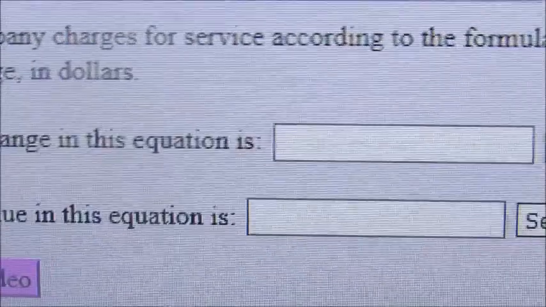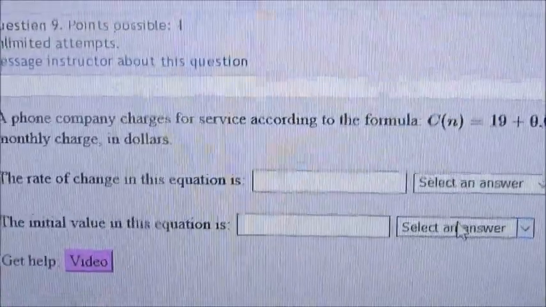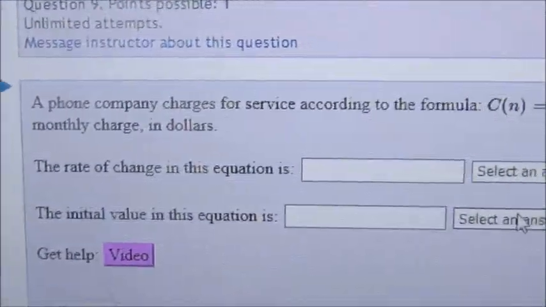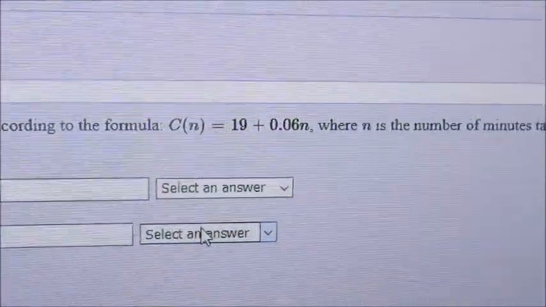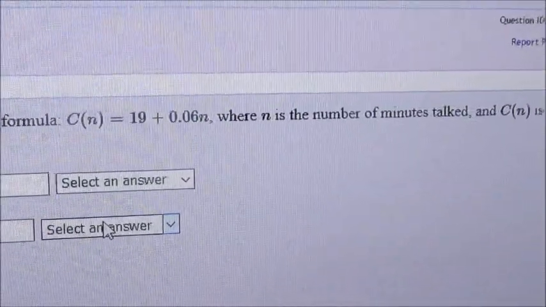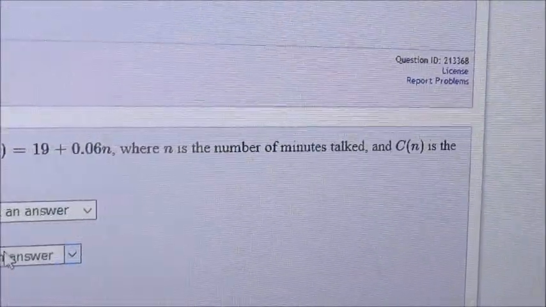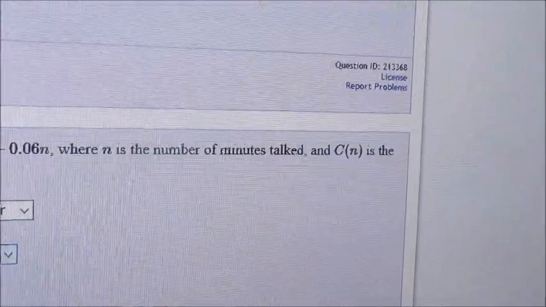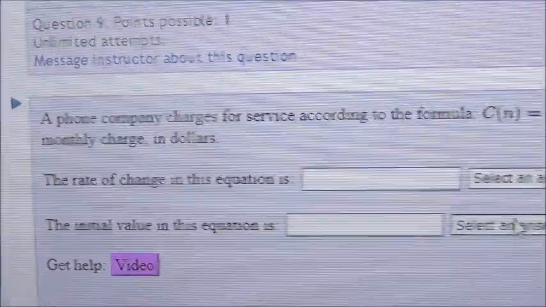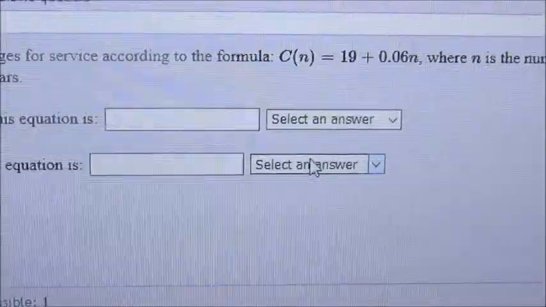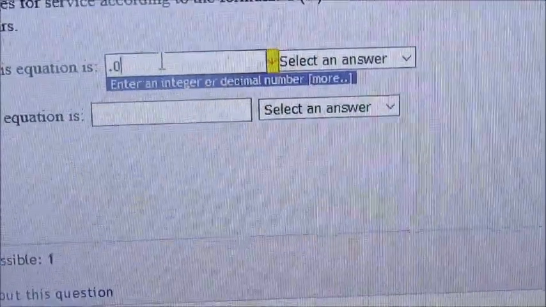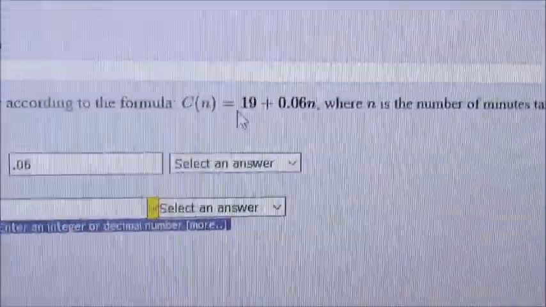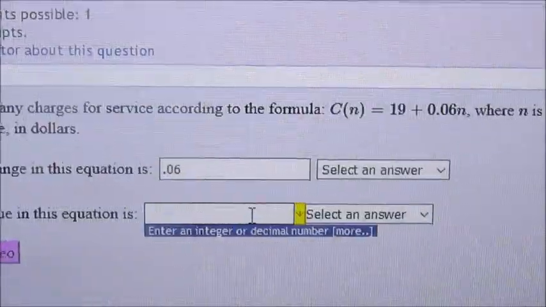Okay, so this next question here, it's a word problem, and it says a phone company charges for service according to the formula C of n equals 19 plus 0.06 n, where n is the number of minutes talked and C of n is the monthly charge in dollars. So it's asking for the rate of change. The rate of change is always what the slope is. So it's going to be 0.06, and the initial value, that's where n equals 0, is going to be 19.